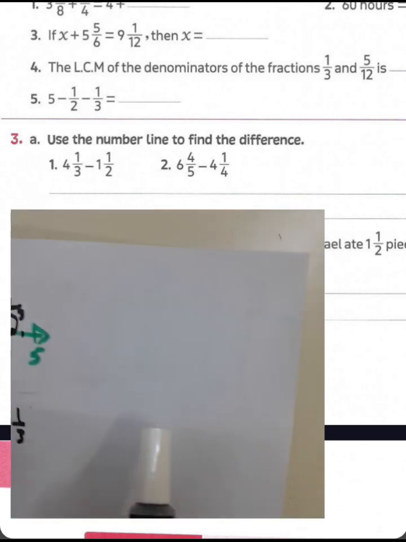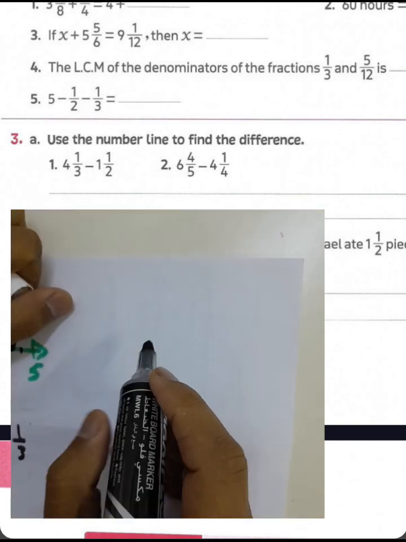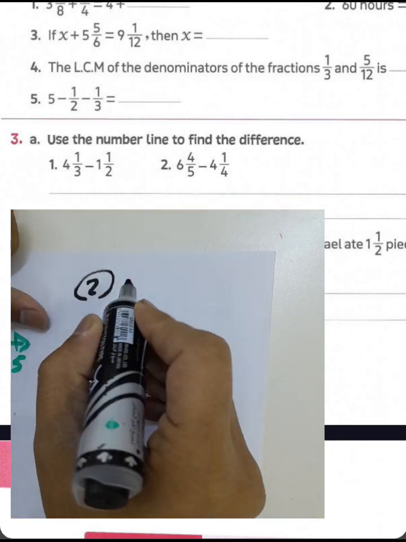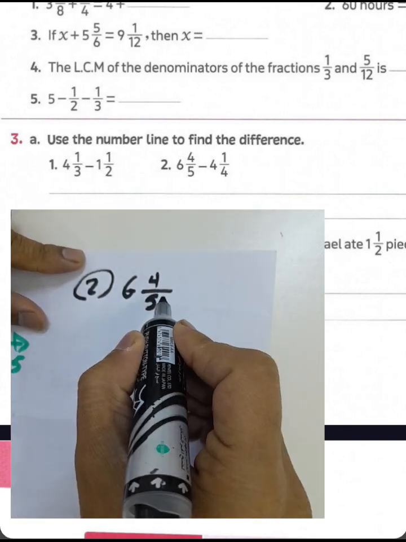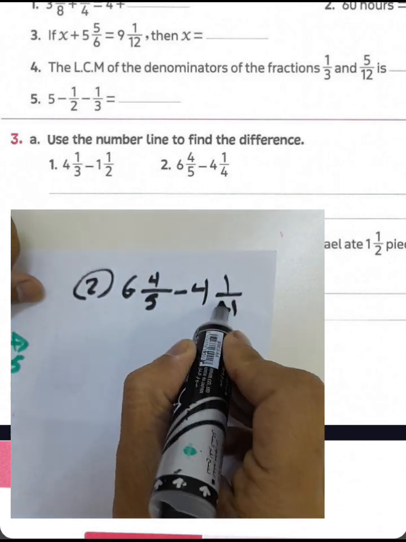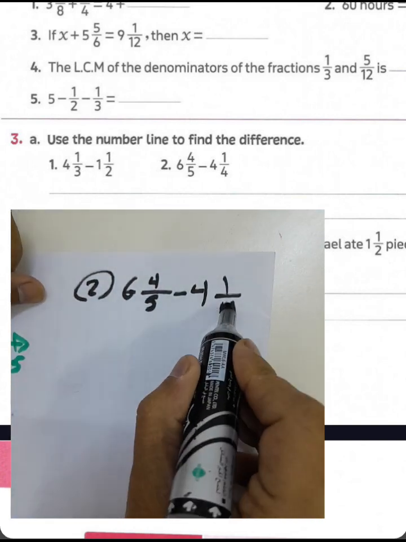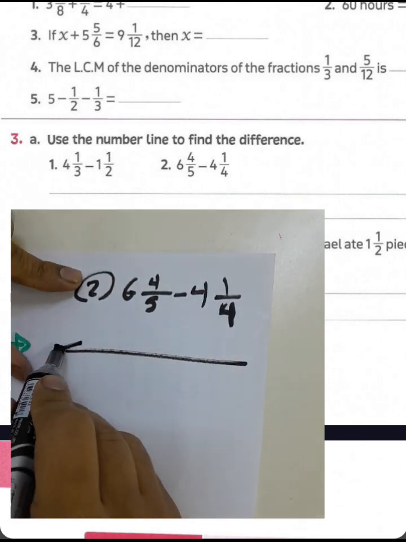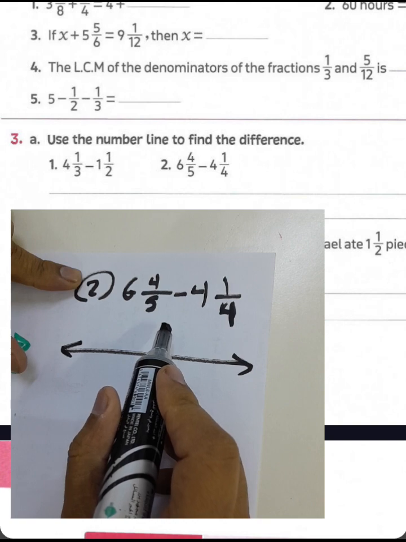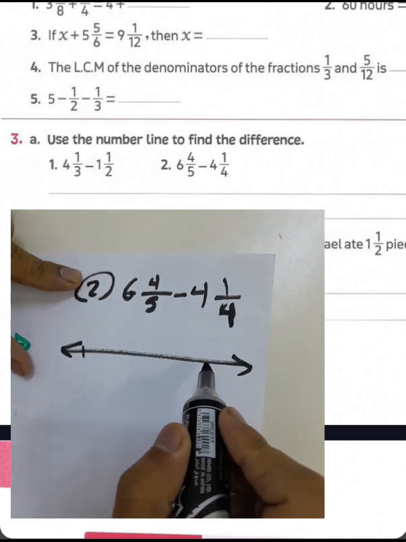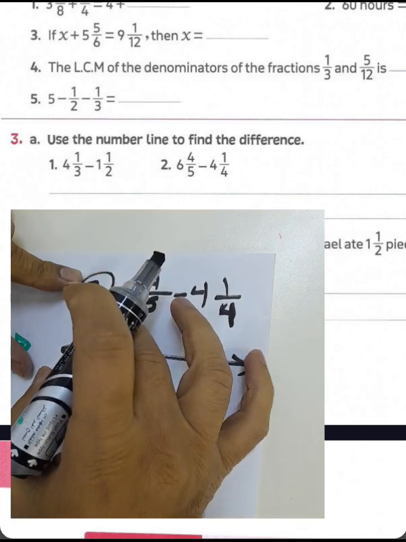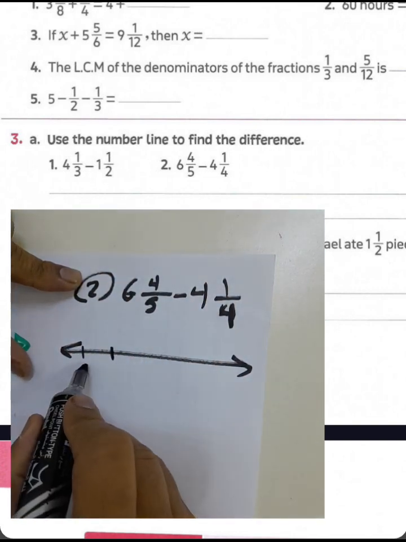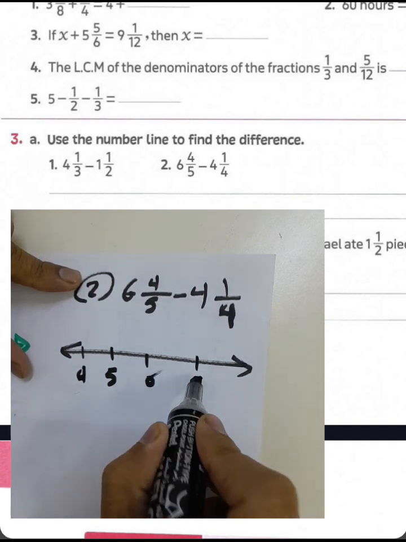And what about the second question here? We have 6 and 4 over 5, subtract 4 and 1/4. You can draw another number line, question number 2. To solve the example, we have 6 and 4 over 5, subtract 4 and 1 over 4. Okay, you can write here a number line, draw with me a number line, beginning here at 4 and ending at 6 or 7, to add 1 to find 6 and 4 over 5. Here write 4, 5, 6, 7.